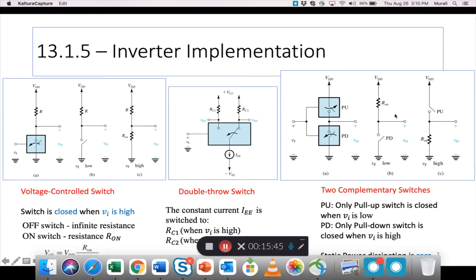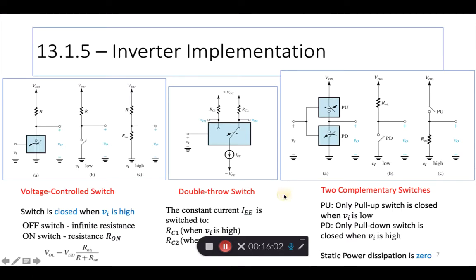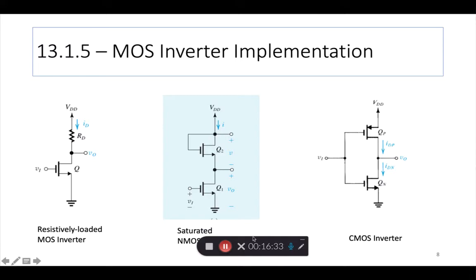Now they also have resistances. When the pull up switch is working, there's R on, and when the pull down switch is working, there's R on. But one thing that we say about these kind of double switches or complementary switches is that the static power dissipation is zero. That means when there is no action, there is no switching happening, then there is no power consumption. When switching happens during the transition from low to high or high to low, some power is consumed, but once the new state is reached, then there is no power being consumed. So that's the advantage. Okay.